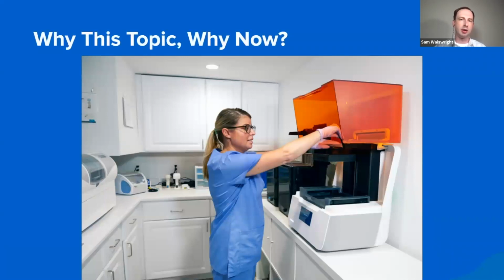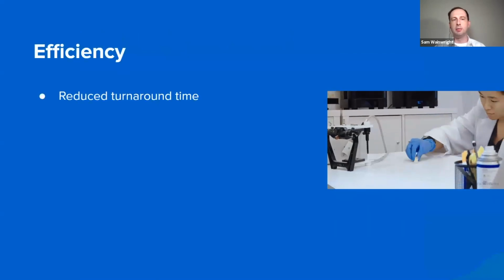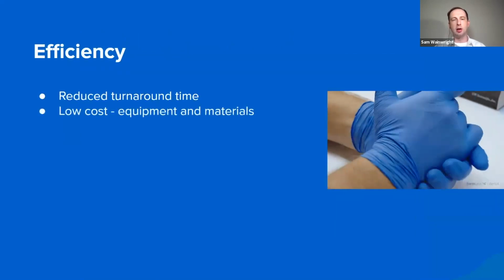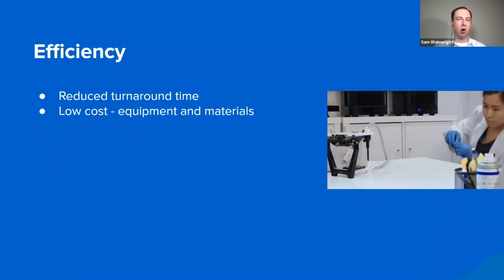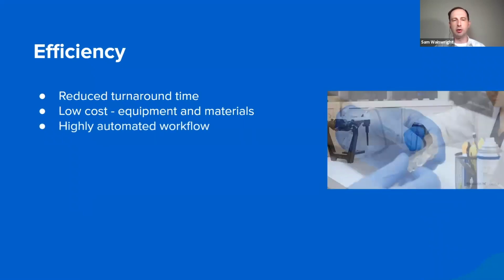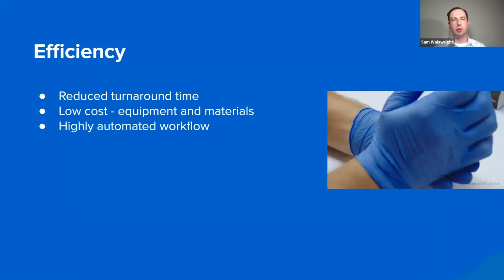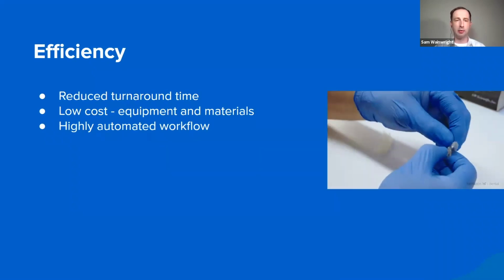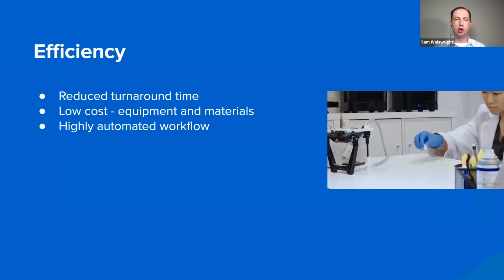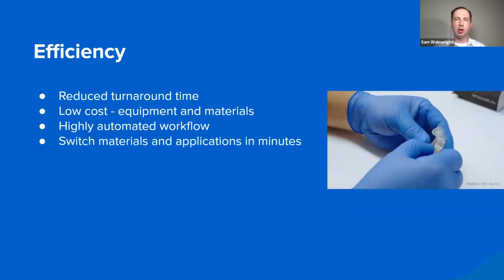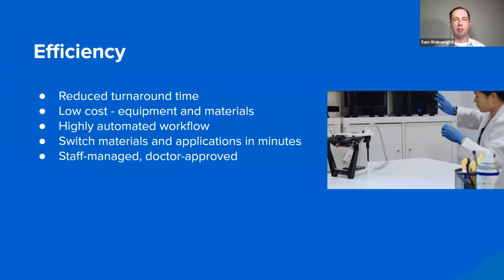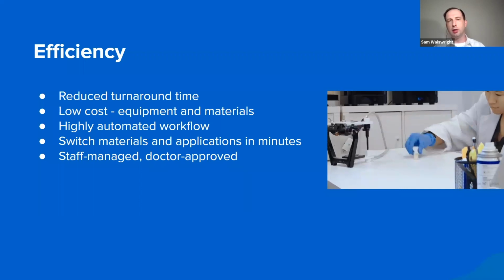So for a dental practice or a dental business at all, what does that mean? Well, efficiency in reducing turnaround time. The Formlabs ecosystem and 3D printing in general can be very low cost per part and in equipment and materials. It's a highly automated workflow, so it really requires much less than it once did, especially when I first started in 3D printing. It's changed in incredible ways. And really, you're able to switch applications and materials and what you're doing very rapidly and very easily. And it really allows for staff-managed, doctor-approved appliances and products.